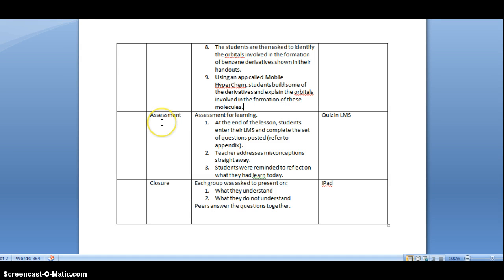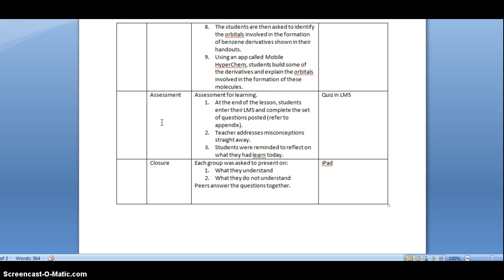Okay. Now under assessment, we have to think about what type of assessment we are using, whether it is assessment for learning, assessment as learning, or assessment of learning. Okay, there are differences. Normally, if you ask questions along the way to guide the students, it is assessment for learning. But I put here that at the end of the lesson, students enter their learning management system and complete the set of questions posted. And please refer to the appendix.